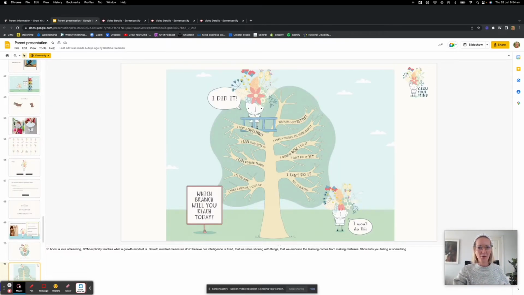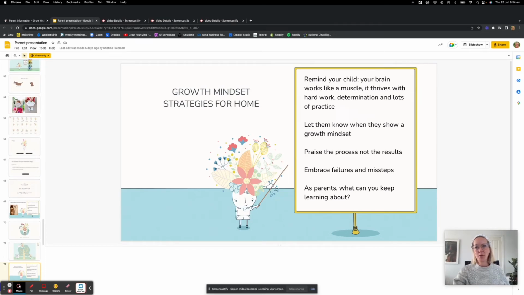Growth mindset, boosting that love of learning. Again, a key poster with Grow Your Mind you can talk about. And growth mindset at home, praising the process, not the results. Practice, the old school saying, practice makes perfect, we no longer talk about. It is practice makes progress. And it's that journey and the love of learning.